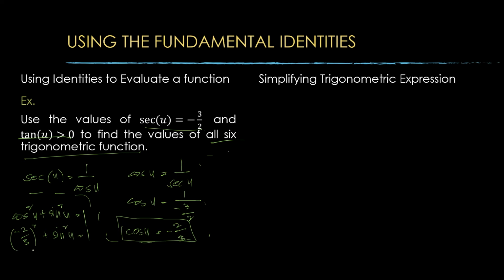Okay, and simplifying this one, this will become 4 over 9 positive, because negative 2 times negative 2 is positive 4, and 3 times 3, that's 9. So this is basically 4 over 9, and if you transfer that to the other side of the equation, that becomes negative 4 over 9. So sine squared of u is equal to 1 minus 4 over 9, or 1 minus negative 2/3 squared.